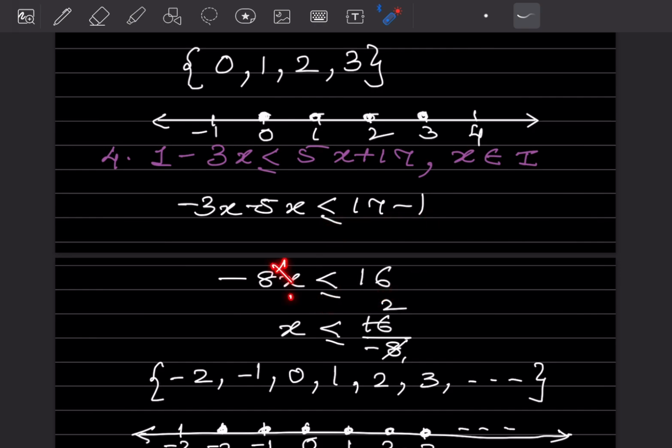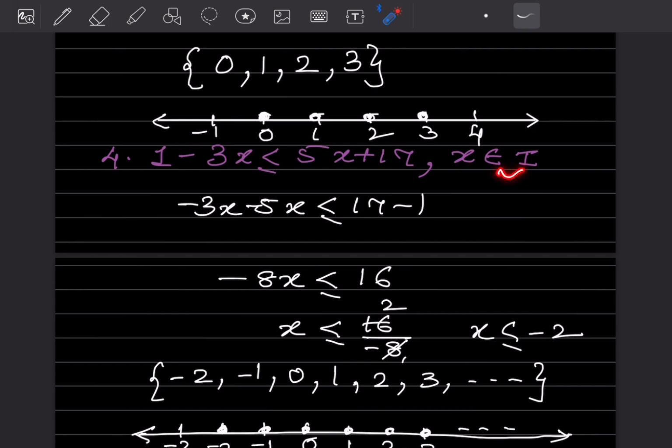So here x is less than or equal to 16 divided by minus 8, which is going to be minus 2. So you can also write this one as minus 2.